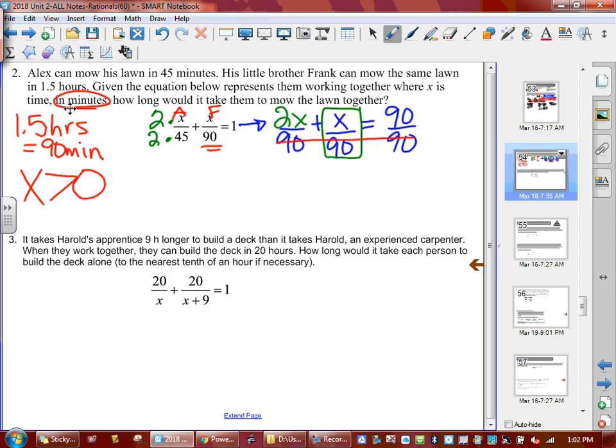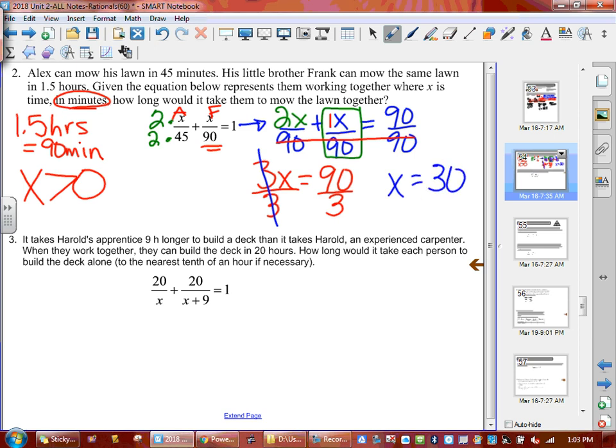Get rid of our bottom. Okay? Once you convert your bottoms and tops, your bottoms are gone. Now we're going to add like terms on top. We have 2x and 1x. That's going to give us 3x equals 90. Now we're going to divide out the 3. And we are going to get x equals 30. So it takes them 30 minutes to mow the lawn together. Okay? 30 minutes.